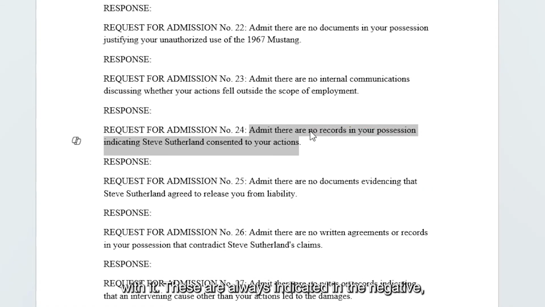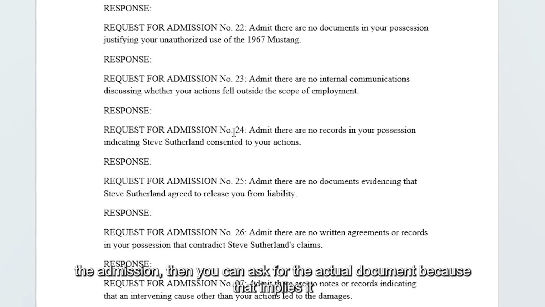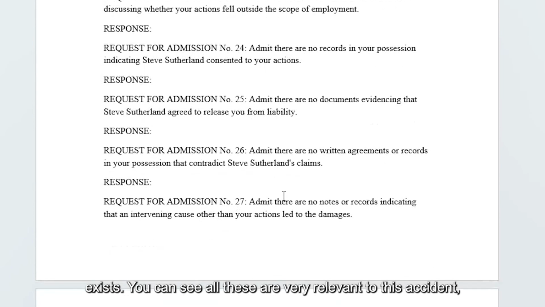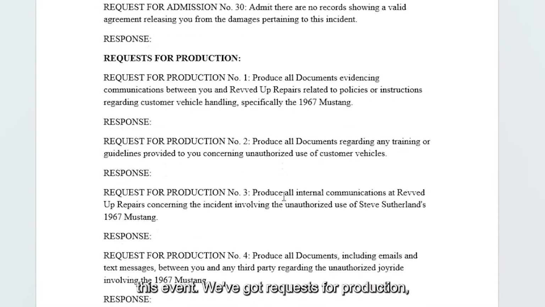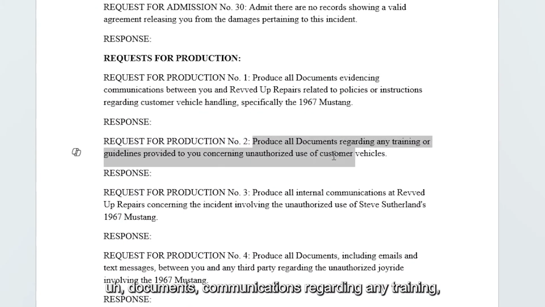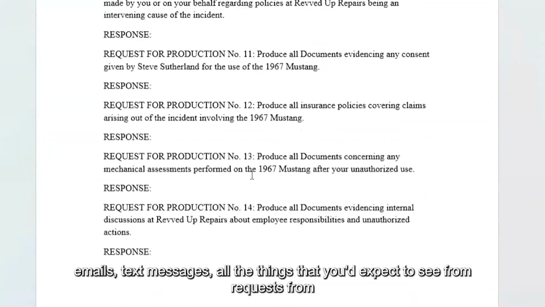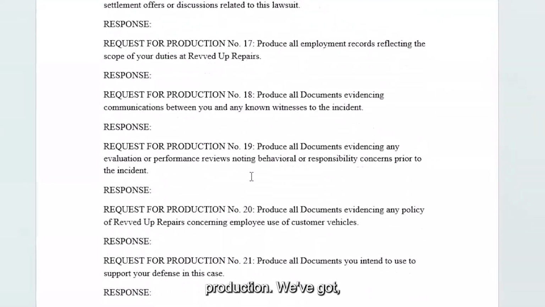These are always indicated in the negative, so when opposing counsel denies the request, the admission, then you can ask for the actual document because that implies it exists. But you can see all these are very relevant to this accident, this event. We've got requests for production, documents, communications regarding any training, emails, text messages, all the things that you'd expect to see from requests for production.